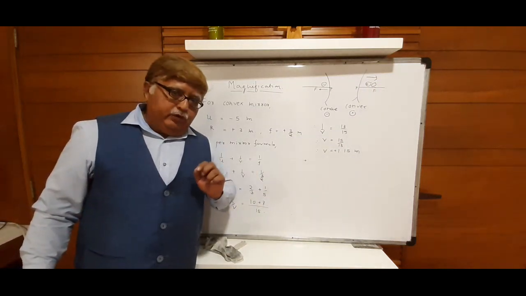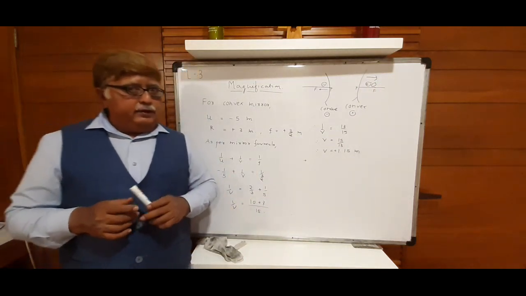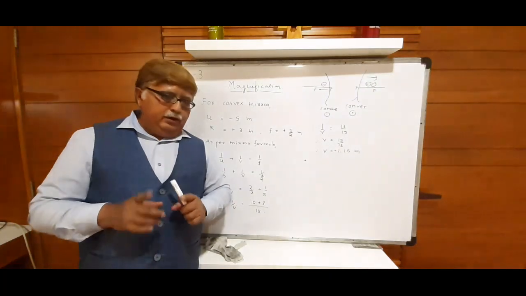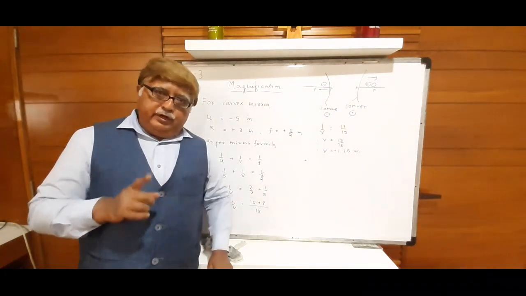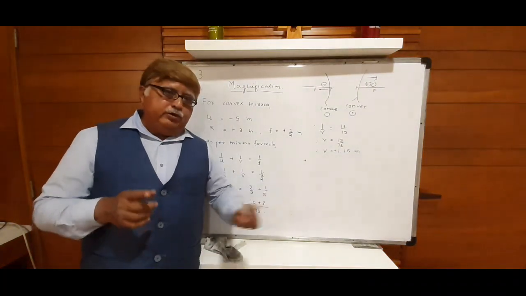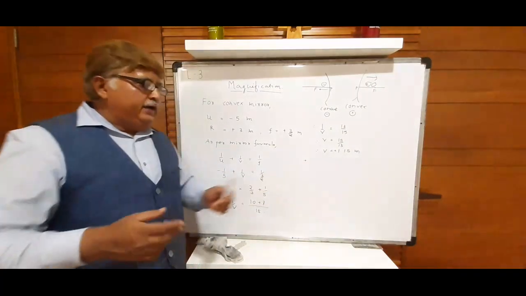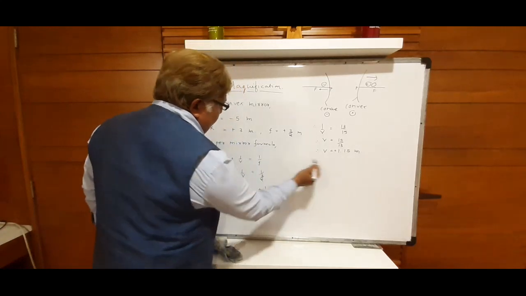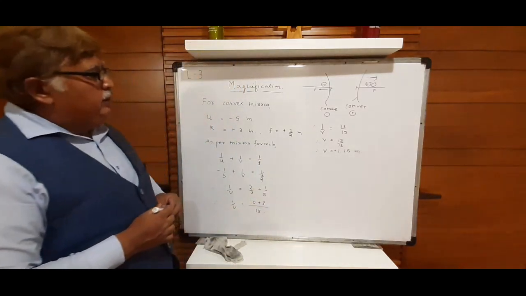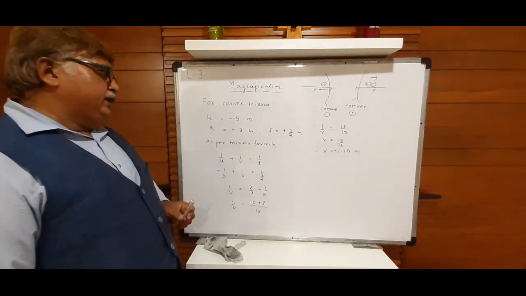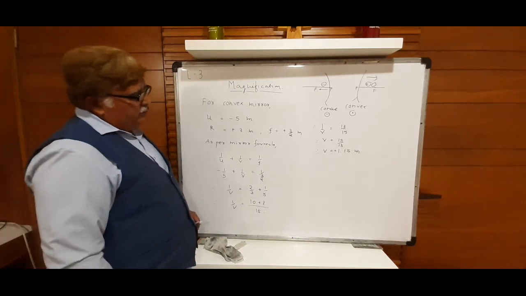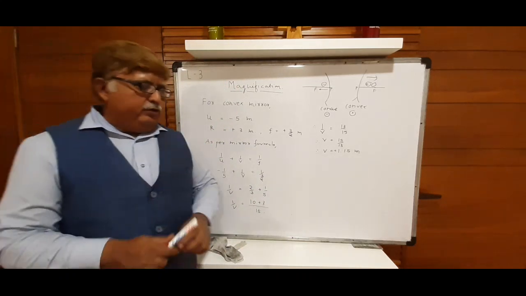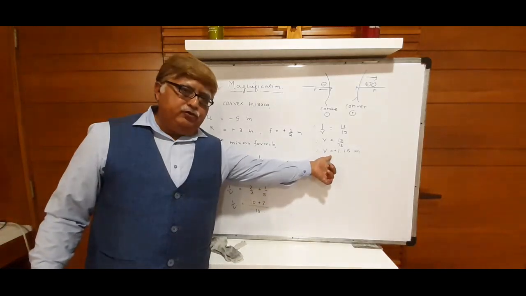So when v is positive, what should you write? Image is obtained at a distance of 1.15 meter behind the mirror. So we got the first answer. Where the image is formed, you must have noted it down. Now we also have to find nature and size. Nature you already got. It is virtual and erect.